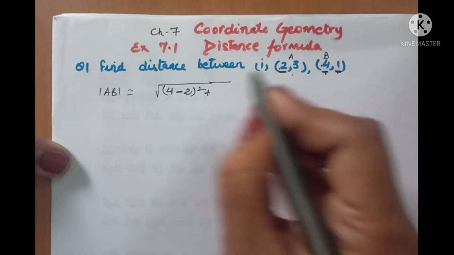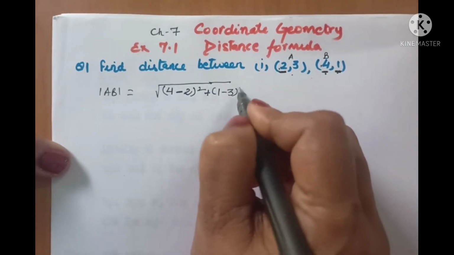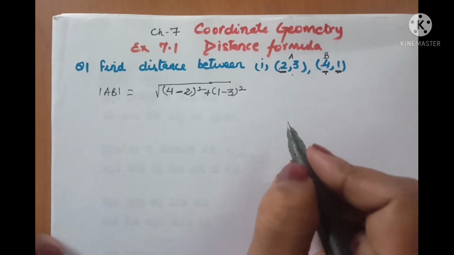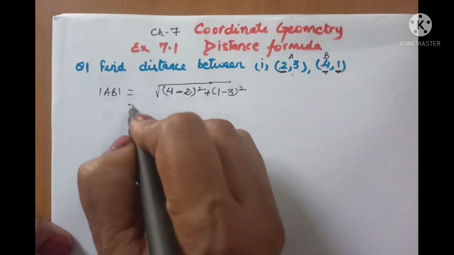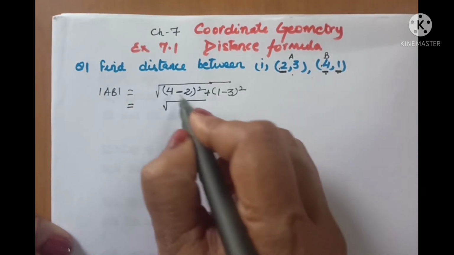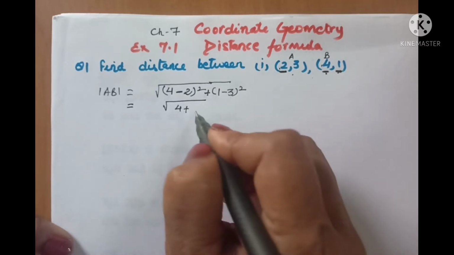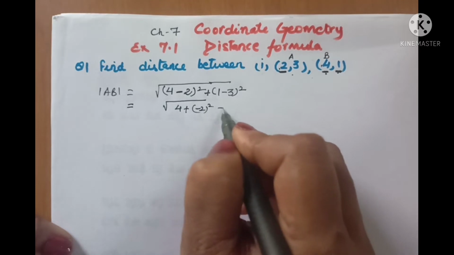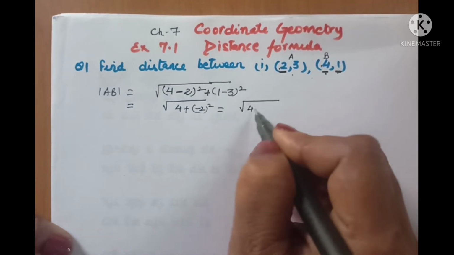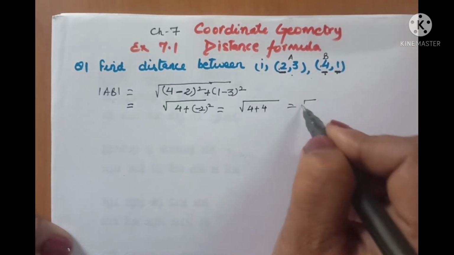(1 minus 3) whole square. That's all. Now what is left is the calculation, and I think you can very easily calculate it. 4 minus 2 is 2, 2 square is 4, 1 minus 3 is minus 2. So let me do a step extra. So this gives you 4 plus 4 and the square root of 8.